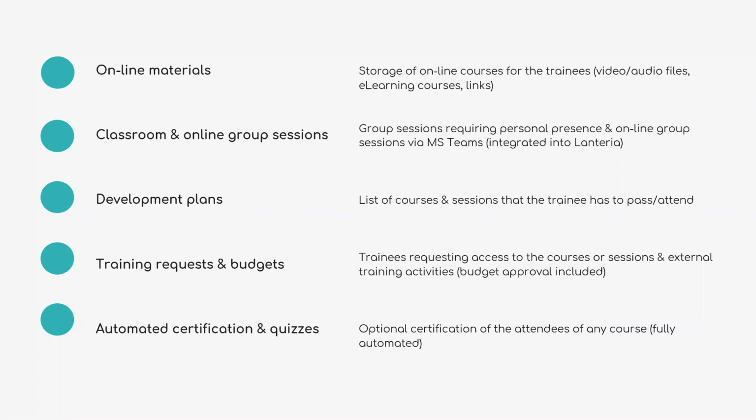We have the training requests and budgets. It is very important that on the level of a learner, you can create a training budget and then just track how much you have in general as a budget and how much has been already spent in this year for this employee's development. And finally, we've got the automated certification and quizzes inside of Lanteria.